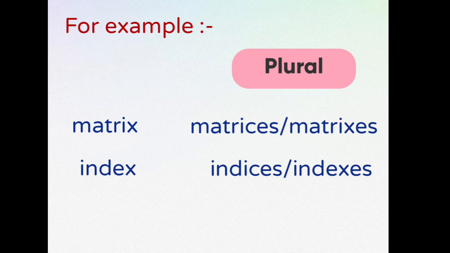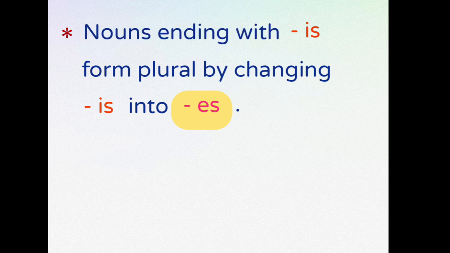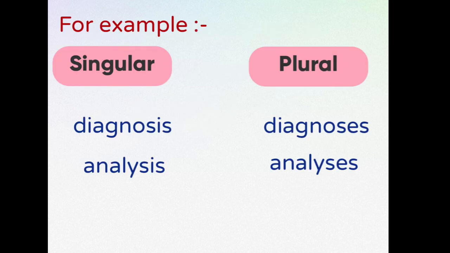Next point is nouns ending with is form plural by changing is into es. For example, diagnosis. It's ending in is, so we'll remove is and we'll add es in its plural form, diagnoses. Pronunciation is almost the same, but the spelling changes. Similarly, analysis, is changing into analyses.